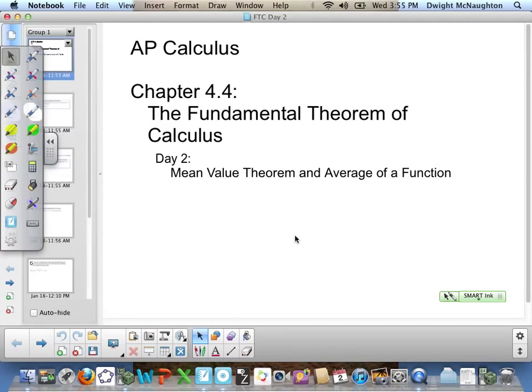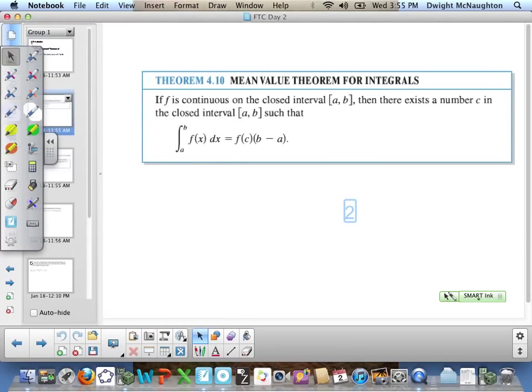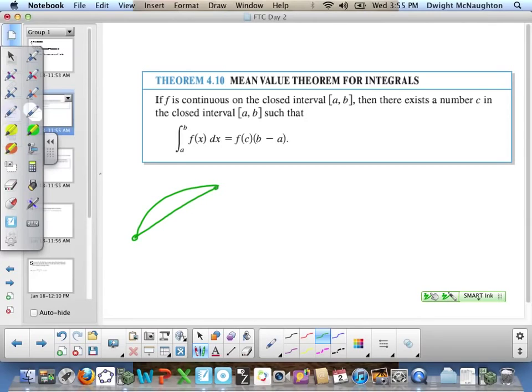Chapter 4.4, the Fundamental Theorem of Calculus, Day 2, Mean Value Theorem for Integrals and the Average of a Function. Now, if you remember the mean value theorem for derivatives, you have a function and the secant line. Somewhere in that interval, provided it's differentiable and continuous, the secant line and the tangent line will have the same slope.